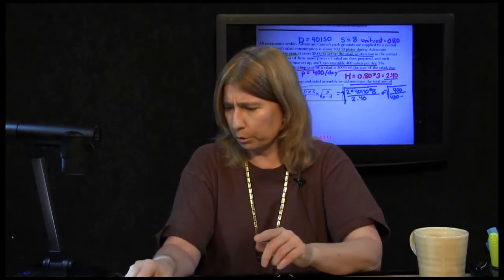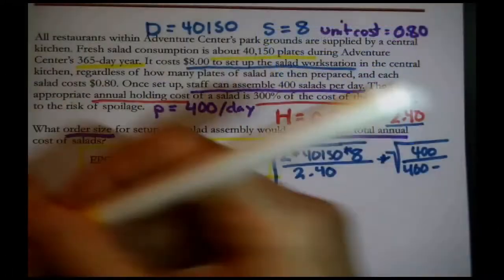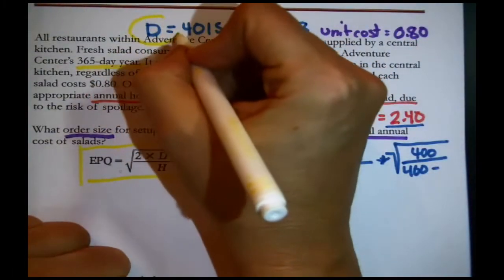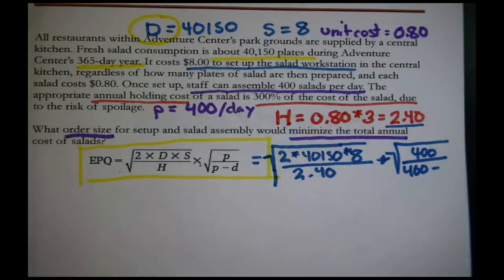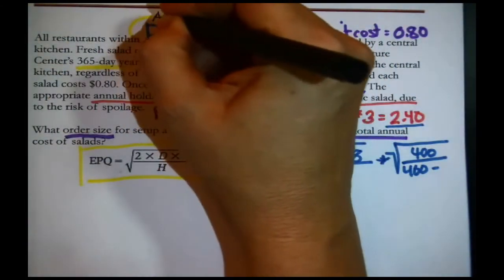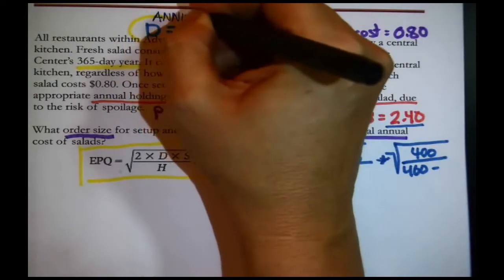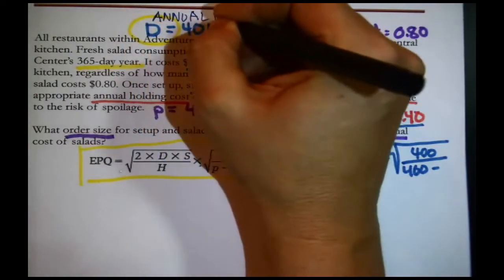Okay, now wait a minute. We almost got all the way through the formula based on the information that we'd mined out of the scenario. You're thinking, all right, well, D, that's the 40,150. Oh, no, wait a minute. Capital D is always annual demand. We remember that in these models, capital D is always annual demand.